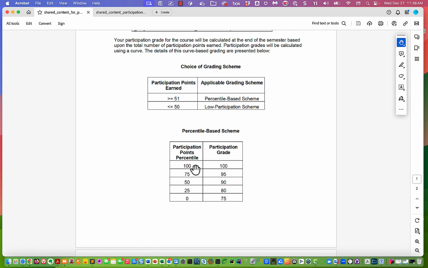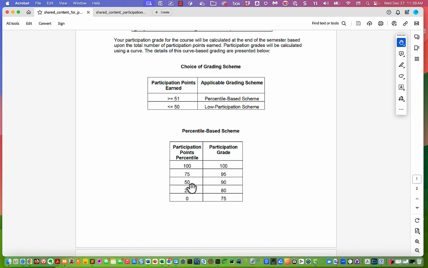So 100% of the people are at your level or below, okay? And if you're one of the people who are at the very top participation point score, well, then your percentile will be 100, and your participation grade will be 100. Okay. If you're in the 75th percentile, that means that 25% of the people are above you. Well, then you've got a 95.